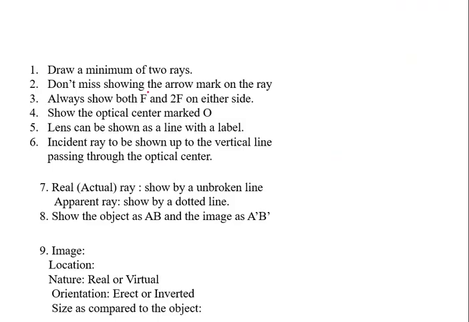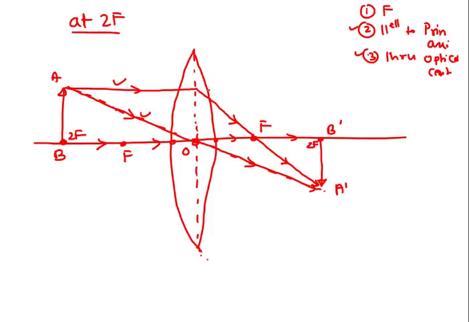Rule number 2 says don't miss showing the arrow mark on the ray. So likewise, I have shown over here arrow marks throughout the ray on both the sides of the lens. So this is very, very important to indicate the direction in which the ray is traveling. If you don't show the arrow, then you don't know whether the ray is traveling in this direction or in the opposite direction. So very, very important to show the arrow marks throughout the ray.